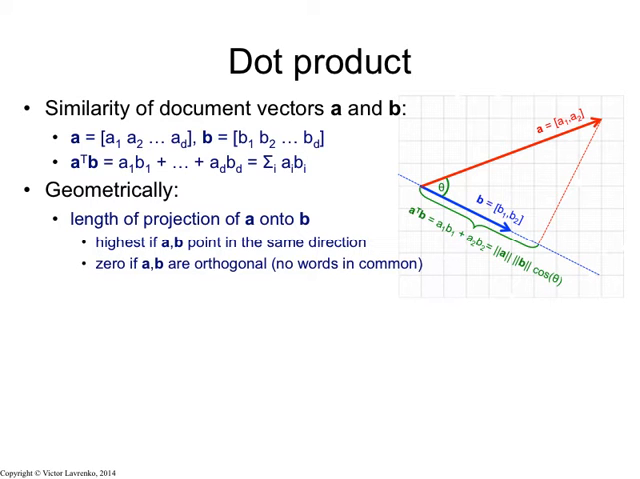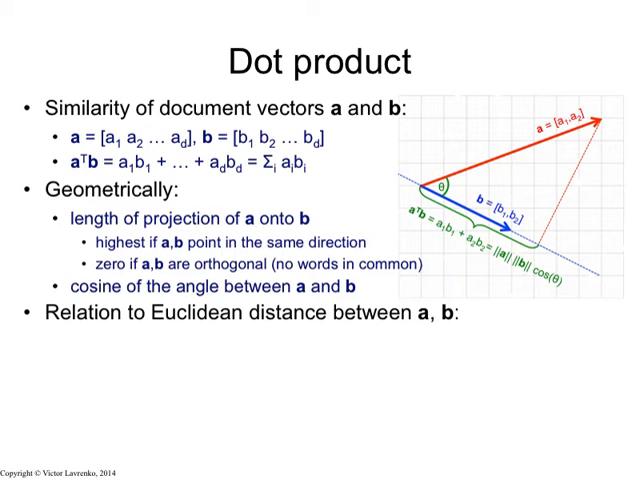I guess from geometry, you should also remember that for a dot product, there is another way to express it, right? It's just the length of vector A times the length of vector B multiplied by the cosine of the angle between the two vectors. So when we're computing a dot product between A and B, what we're actually doing is we're measuring the angle. Now, if the document lengths are not normalized, then it's not exactly the angle. But if they are normalized, then dot product is really the same exact thing as the cosine of the angle between the two vectors.